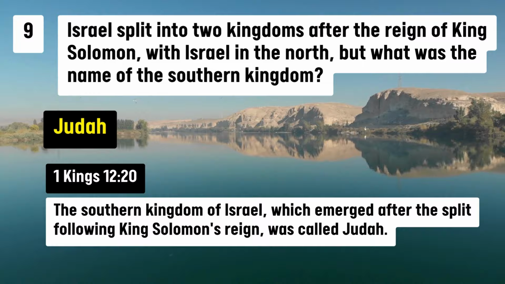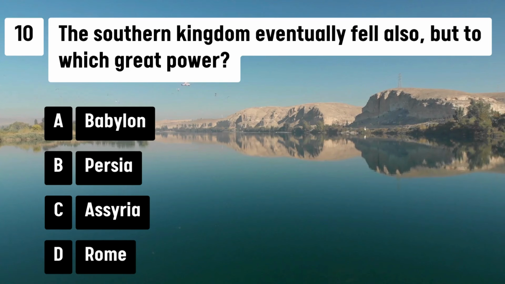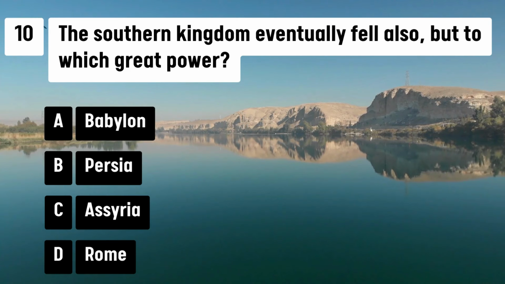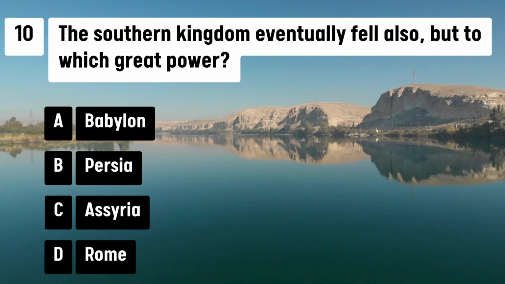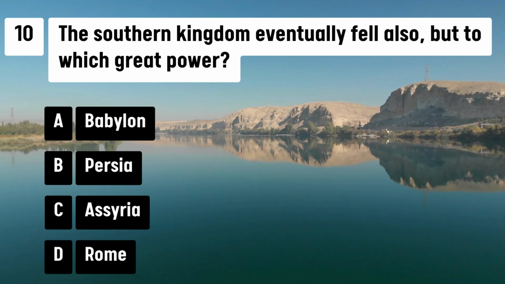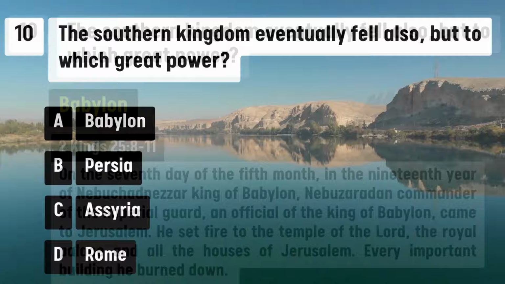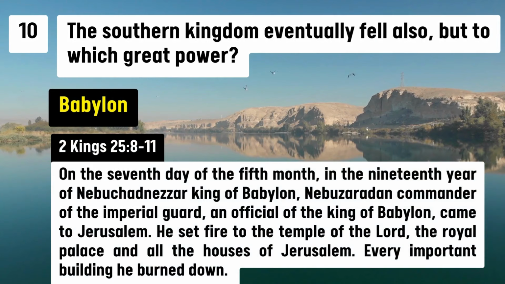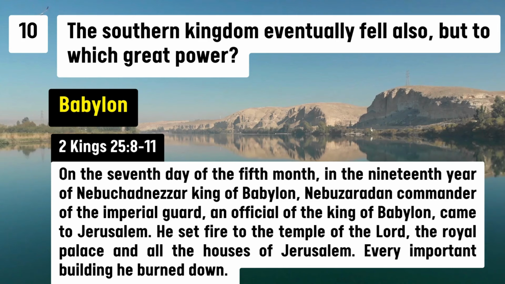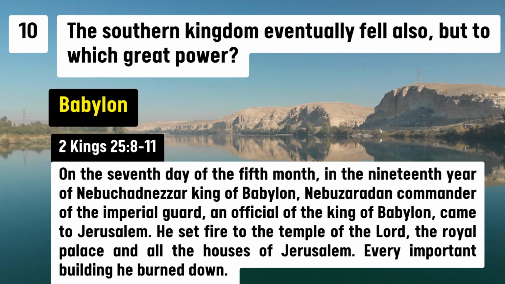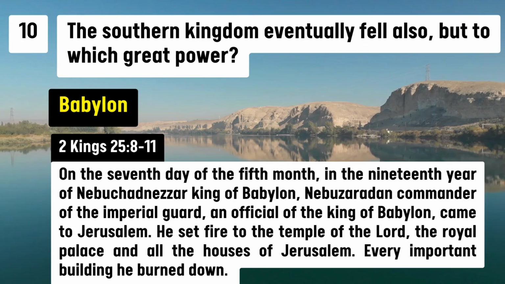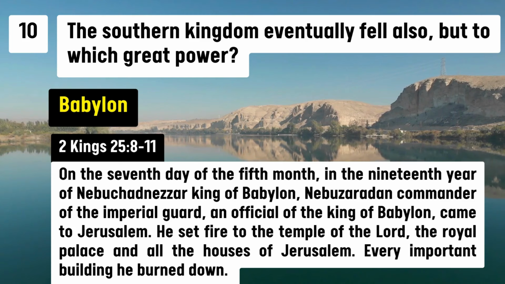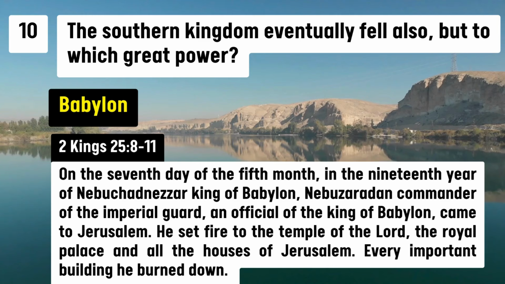Question 10. The southern kingdom eventually fell also, but to which great power? Babylon, Persia, Assyria, Rome. The answer is Babylon. 2 Kings, chapter 25, verses 8 to 11. On the seventh day of the fifth month, in the 19th year of Nebuchadnezzar, king of Babylon, Nebuzaradan, commander of the imperial guard, an official of the king of Babylon, came to Jerusalem. He set fire to the temple of the Lord, the royal palace, and all the houses of Jerusalem. Every important building he burned down.